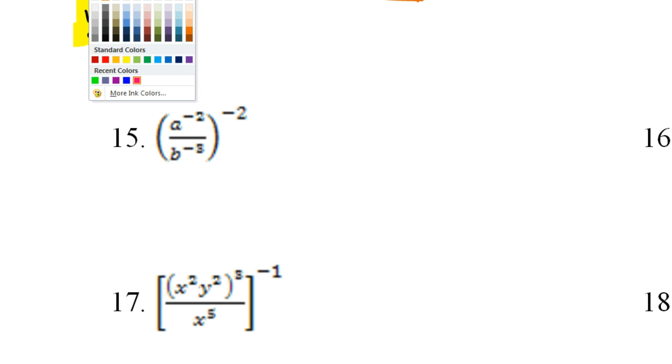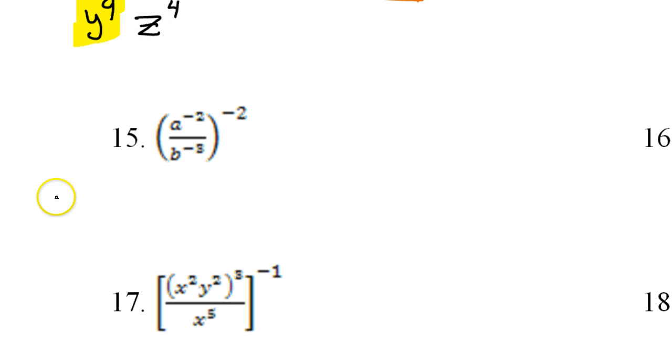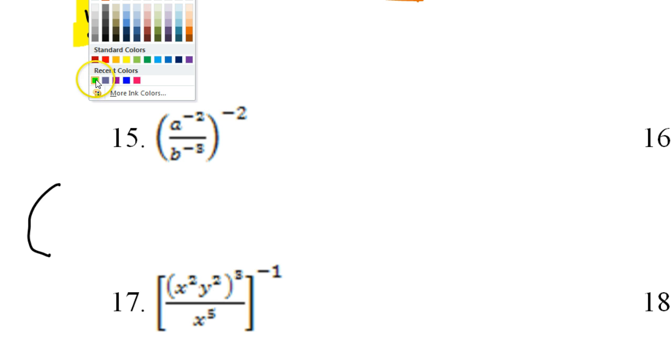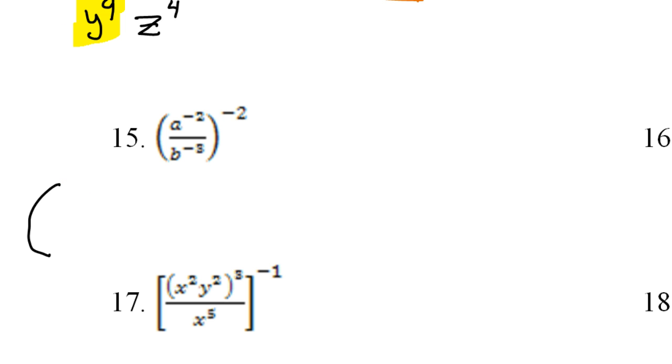Again, I'm going to recopy it first. So what we have here is a to the negative 2 power. You know what? I'm going to recopy it, but I'm going to color code it. Anything in green is on the wrong side of the fraction. So here's my fraction and stuff.